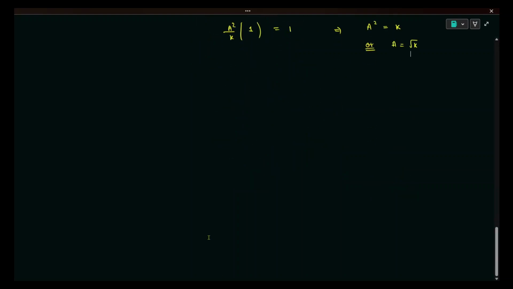So therefore let's try to write the normalized wave function. The normalized wave function will look like psi of x equal to under root k e raised to power minus k mod of x. So here x can vary from minus infinity to infinity.